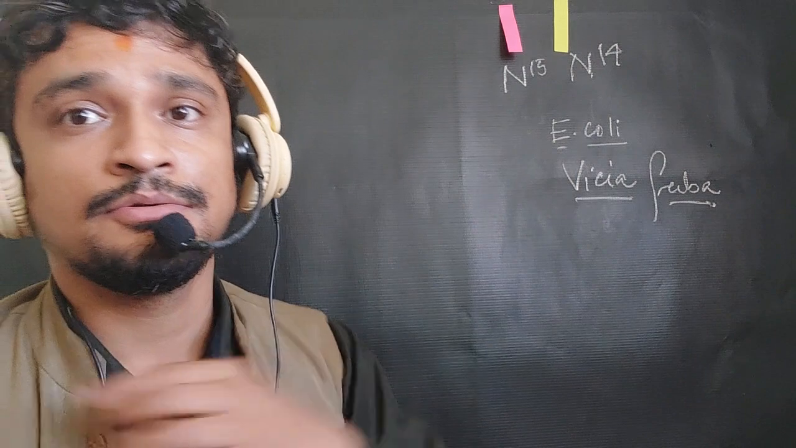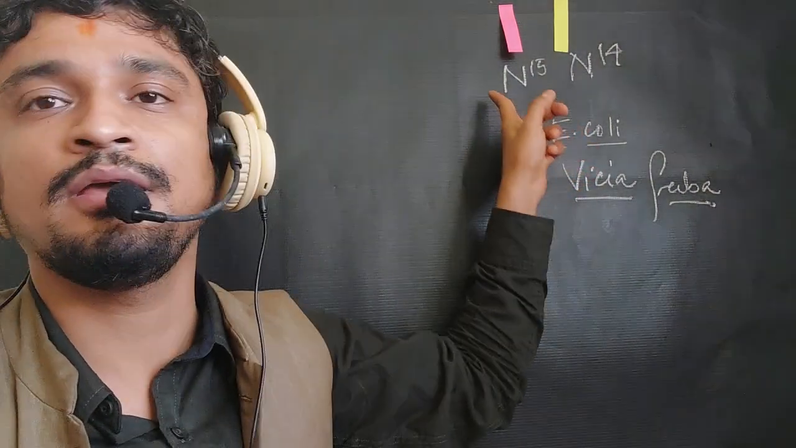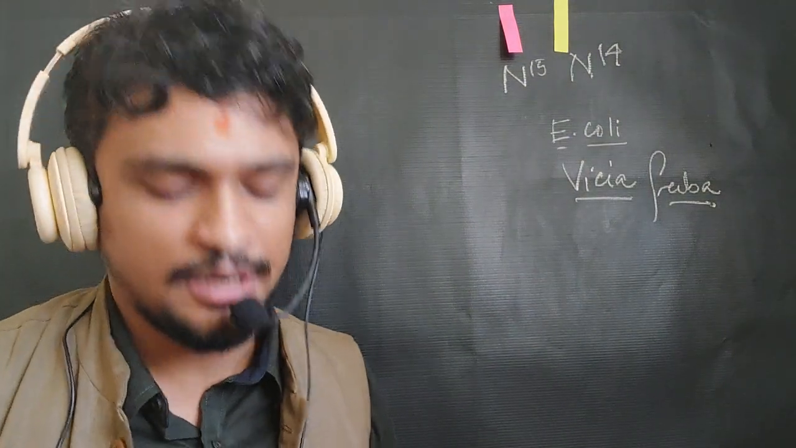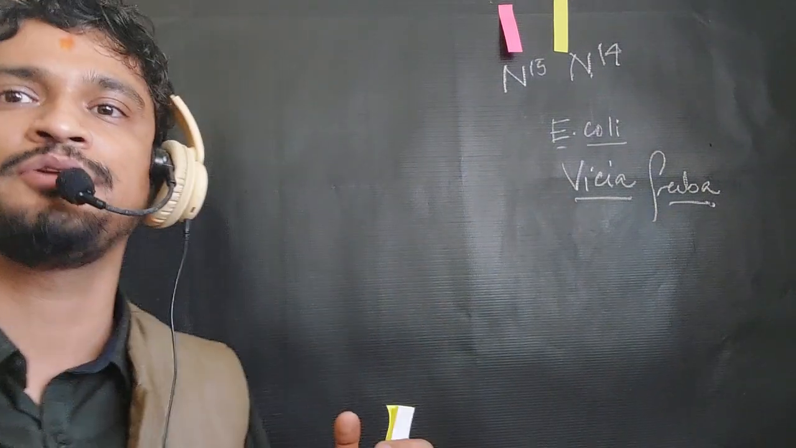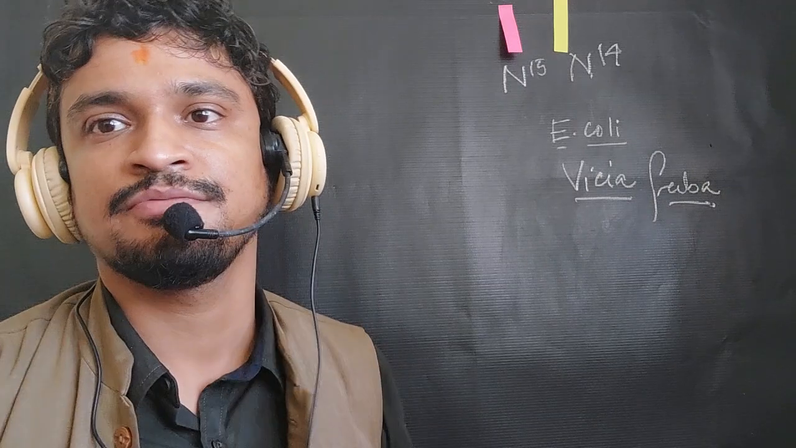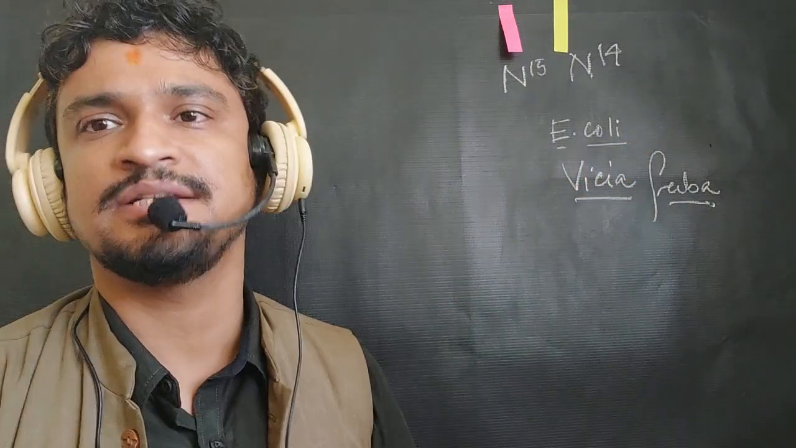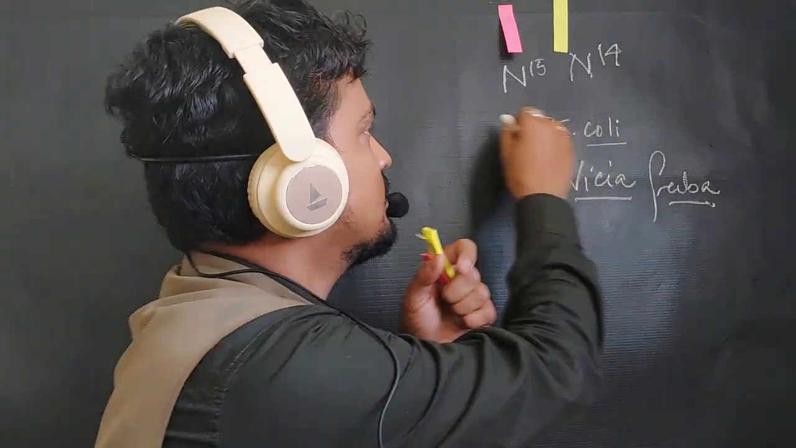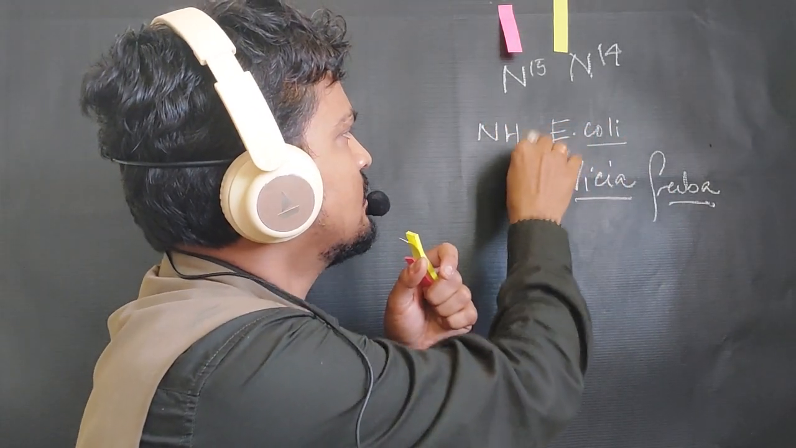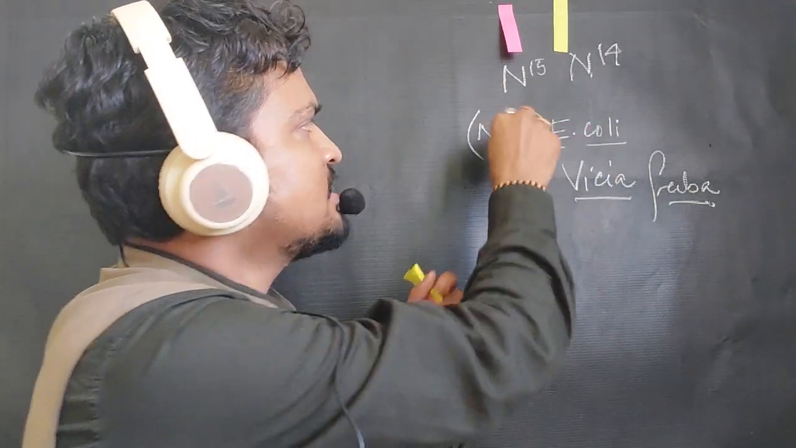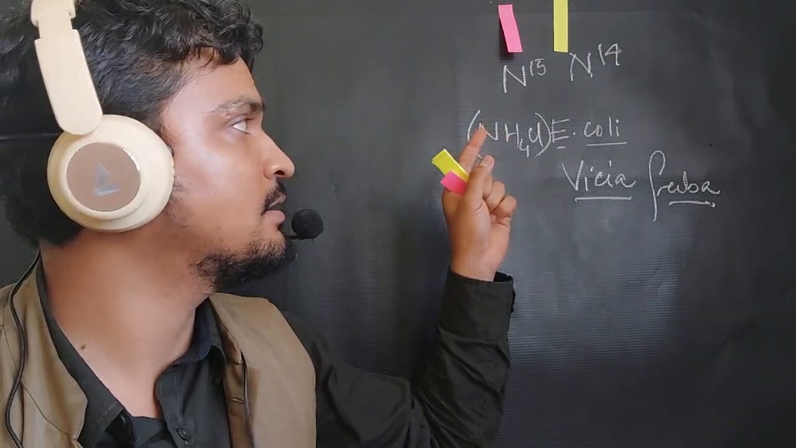Here I am using two sticky notes, pink color for denoting the heavy isotope N15 and green for N14, the light isotope. Try to understand, here we are supposed to use the isotopes of nitrogen, heavy or light, not radioactive. So what is the fundamental construction of this experiment? You need to take a group of bacteria and let them grow in the medium of ammonium chloride. So I will write down here NH4Cl, ammonium chloride.